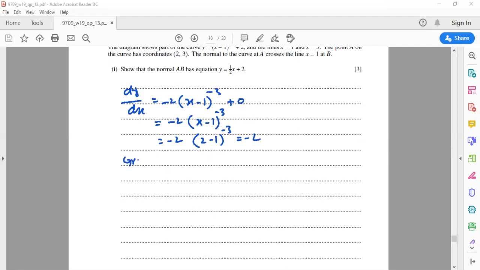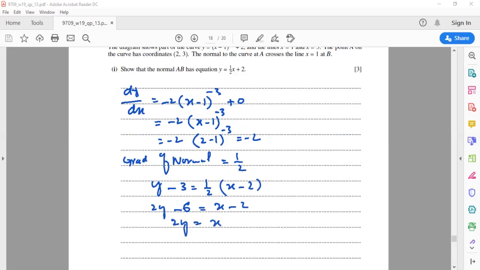So the gradient of the normal is going to be 1 over 2. So y minus y1, which is 3, equals m times (x minus x1), which is 2. Now simplify this. This gives you 2y minus 6 equals x minus 2. So we can write it as 2y equals x plus 4, or y equals half x plus 2. We can write it like y is equal to x by 2 plus 4 by 2, which is going to be 2. Now let's go to the next part.